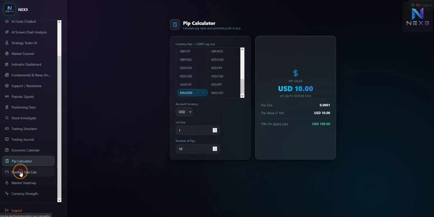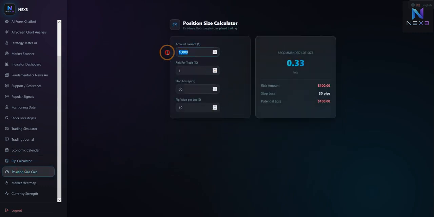Position Size Calculator. Risk management is the number one rule of survival in Forex. The Position Size Calculator takes this seriously. You simply input your total account balance, the percentage of your account you are willing to risk per trade, and your stop-loss distance in pips. The AI immediately recommends the exact, optimized lot size required to keep your risk perfectly within your predefined bounds.